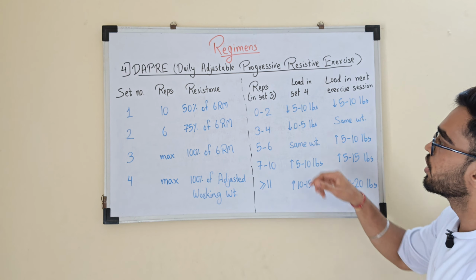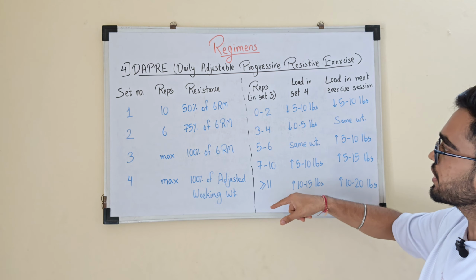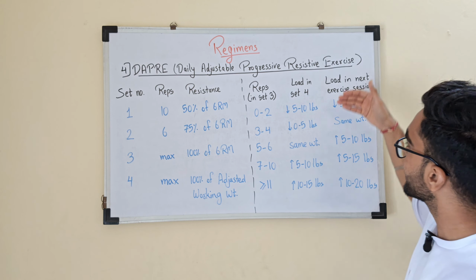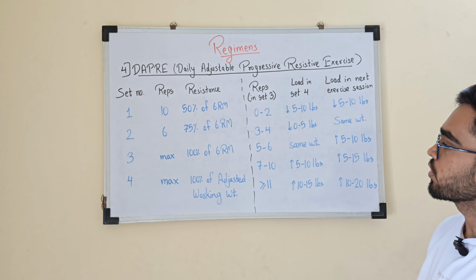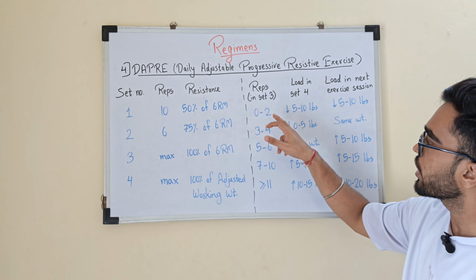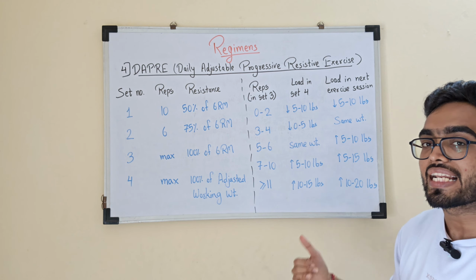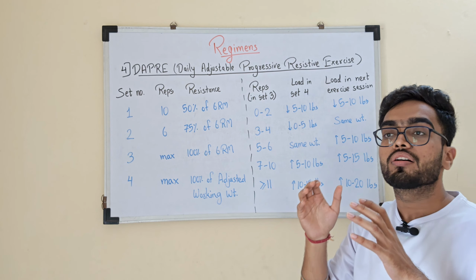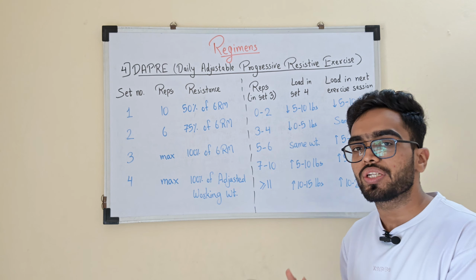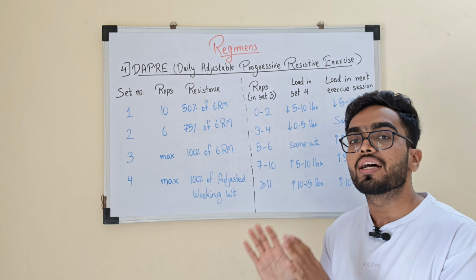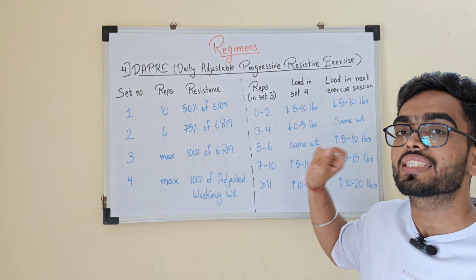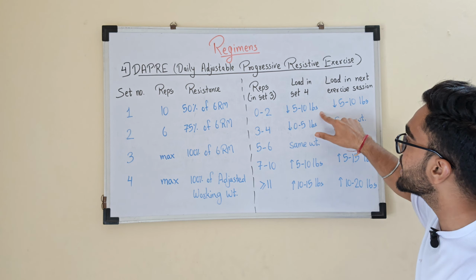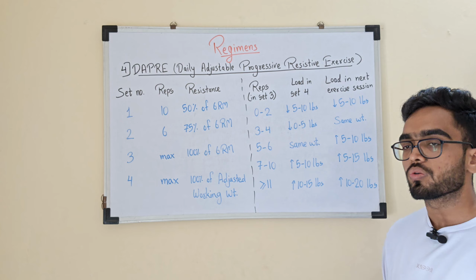According to this table. According to the reps done in the third set, we change the load in the fourth set and also the load in the next exercise session. Okay, if the person does 0 to 2 reps in the third set, we will decrease the resistance because it is 100% of 6 RM. The person should actually do 6 reps because it is his 6 RM, but he is doing less than that. Therefore, we will decrease the load by 5 to 10 pounds.